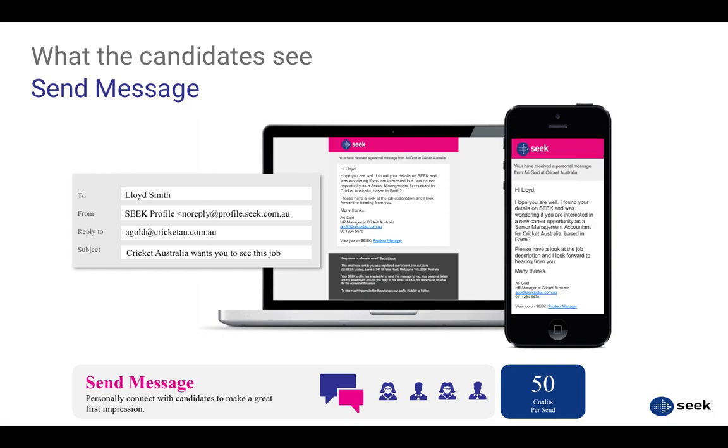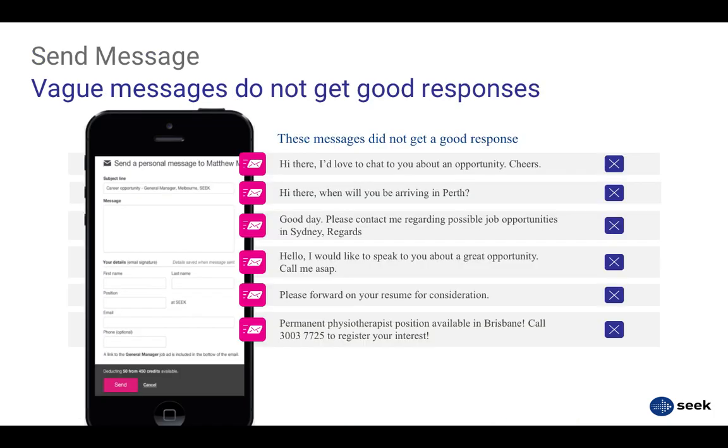Send message. This one I just describe as what you put in is exactly what you're going to get out. 50 credits per message. But if you send a vague message, there's a good chance you're not going to get a good response. And the reason is clear. These candidates, again, are quite passive, some more passive than others, but you need to give them a reason to engage back. So you need to give them some context, and the ones on your screen are real messages, by the way.